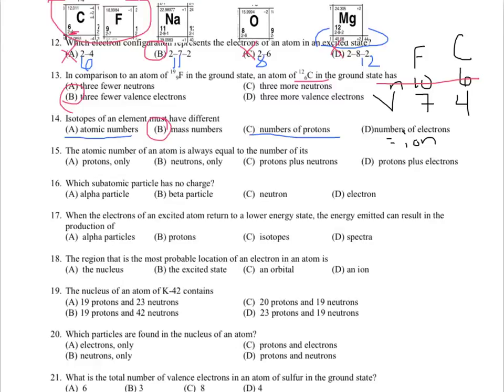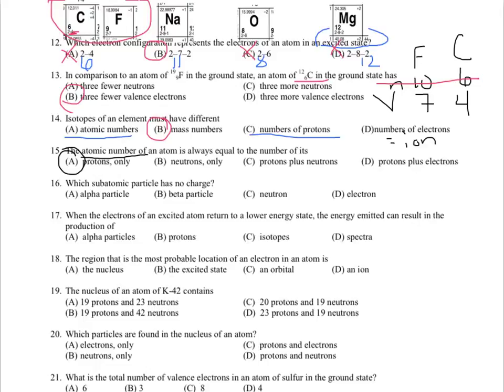In the next question, please note that the word plus in the answer choices indicates the mathematical operation and does not indicate the word and. So in this case, we're looking for the atomic number. Recall that the atomic number is always equal to the number of protons. Again, we continue to move forward with definitions.